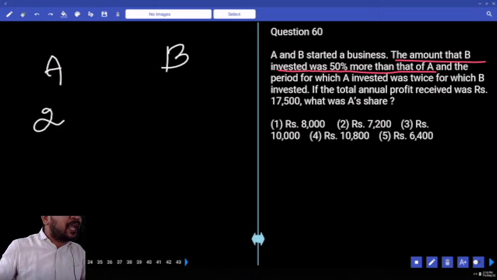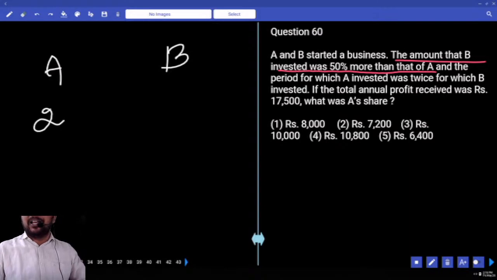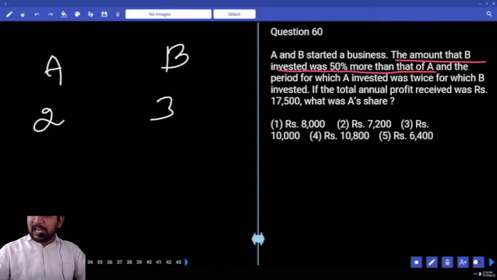50%, so I assume A as 2. Why are you assuming 2, sir? 50% is 1 by 2, so the denominator should be the assumption. If A is 2, B is what? B is 3, 50% more. 50% of 2 is nothing but 1, and 1 plus 2 is 3. Are you clear? Investments okay, but time periods.